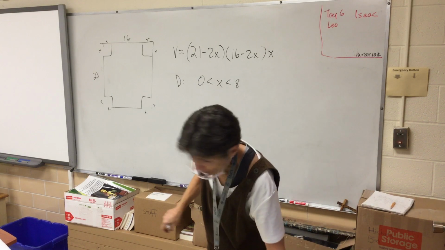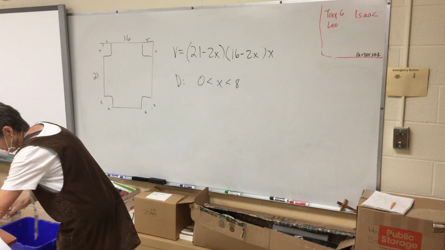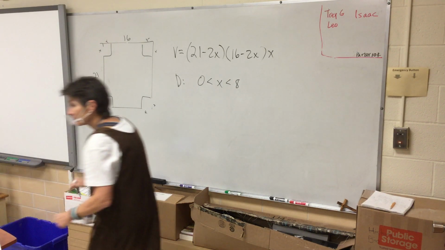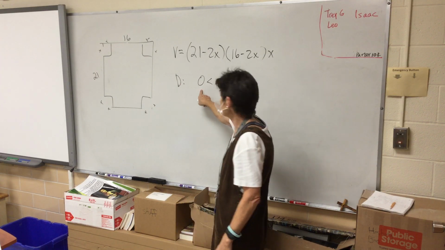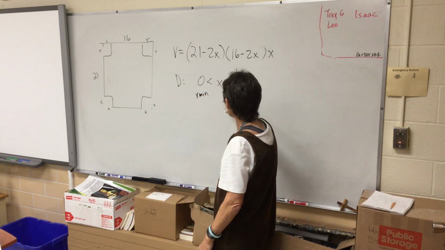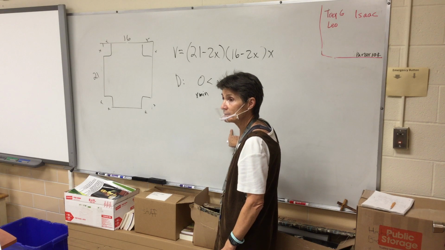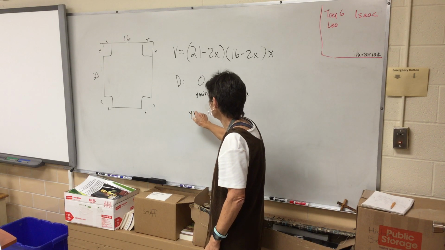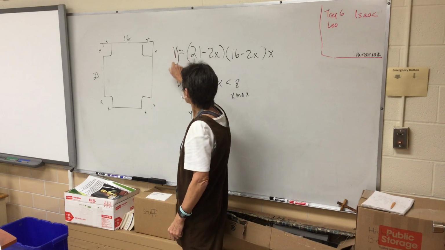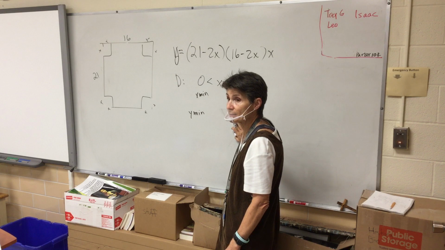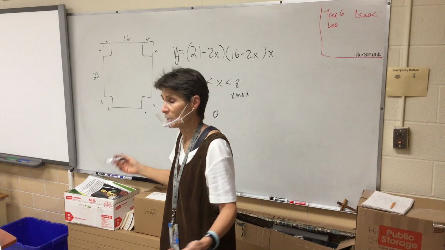Okay? Now, the question says, find the maximum volume. Well, we're simply going to type that into our calculator. This is x min, x max, right? And we're going to type that equation in. What are you putting in for y min? Y is the volume. What's the smallest volume you can have? 0. Yeah, y min is always going to be 0. And then y max is what you're looking for.